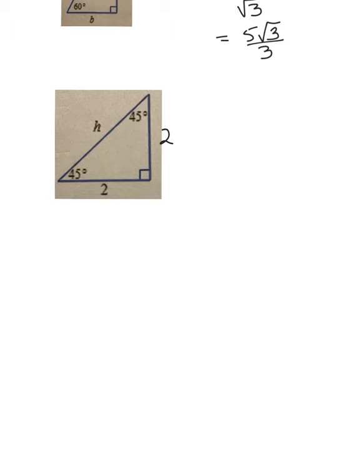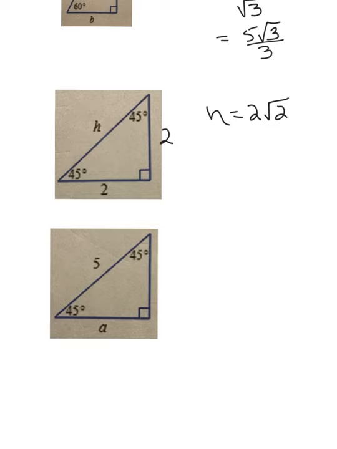Our relationships for 45-45-90s tell us that the hypotenuse is the short leg times the square root of 2. So our hypotenuse, or h, equals the length of our short leg, which is 2, times the square root of 2. And in this problem, we are now done. That is our answer, and it's in exact form, so we are not going to do anything else to it.